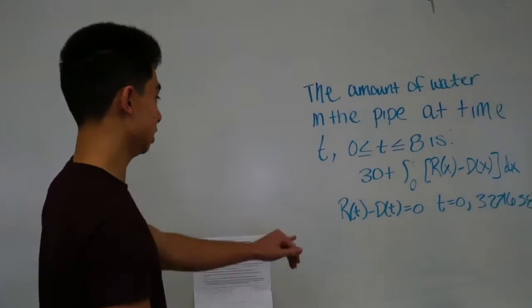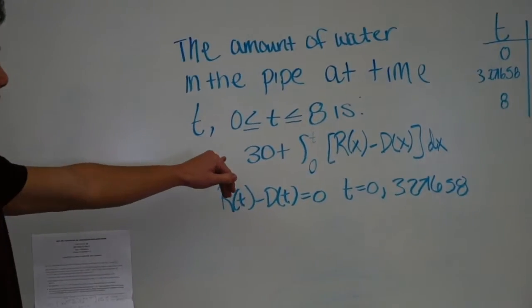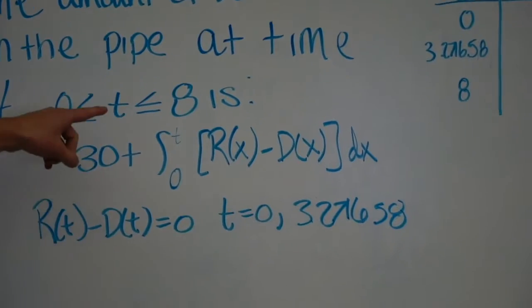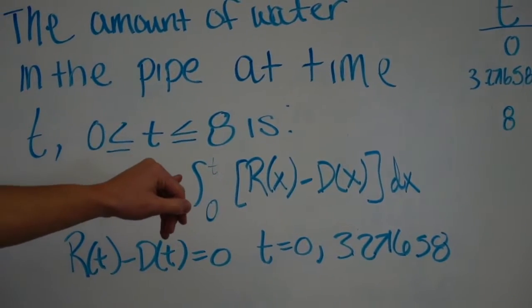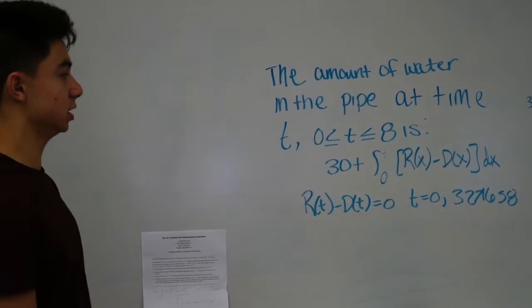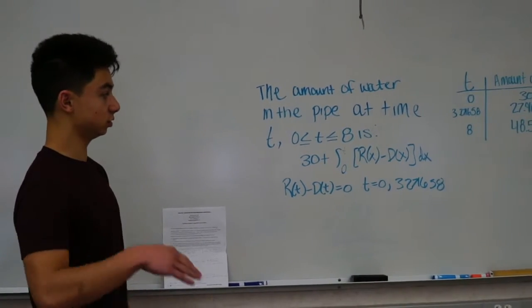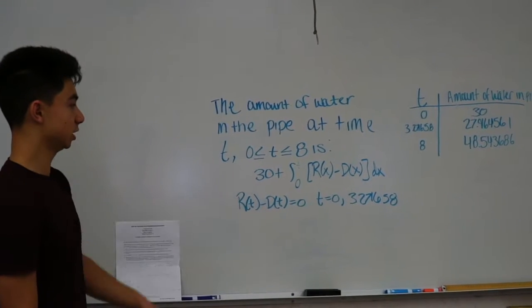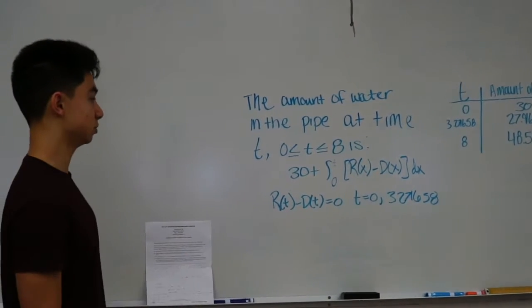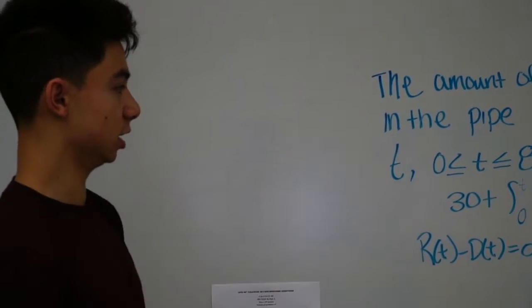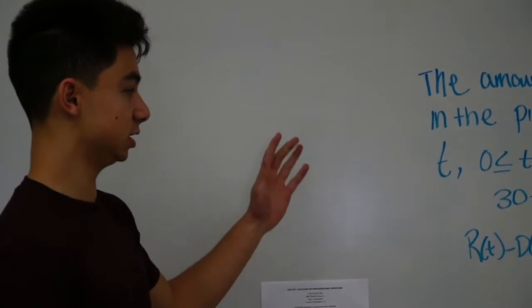So to do that, we take the initial value of water in the pipe at time t equals 0, which is 30, and then add the integral from 0 to t of r of x minus d of x dx, with r of x being the rate that water flows into the pipe, and d of x being the rate that water leaves the pipe. So using this equation, you can find the amount of water in the pipe at any given time t.